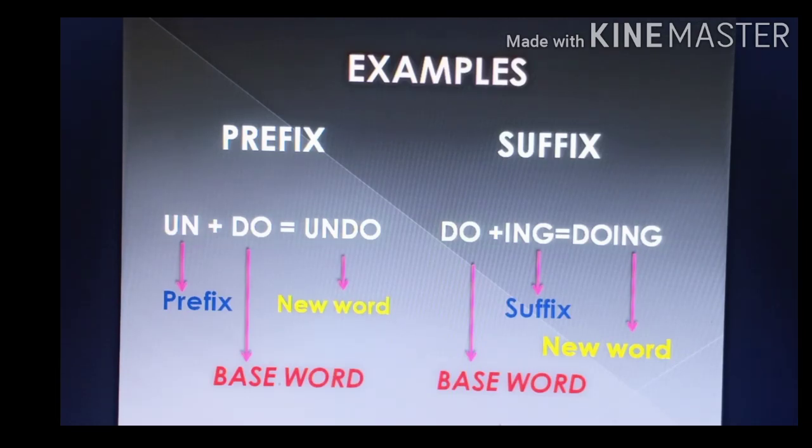Let's just have a look at the prefix. Un is a prefix because it is going to be added before the base word. Do is the base word over here, and when you add the prefix to the base word, a new word is created, and that is undo. Now look at the suffix. Do over here is again a base word, and when we add a suffix to that, a new word is created, that is doing. So in both cases, do is the base word which is going to change after the addition of a prefix or a suffix.